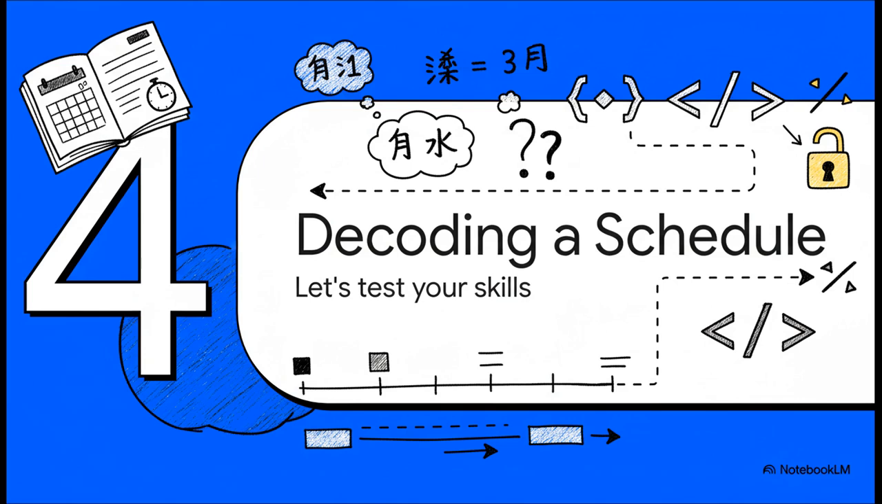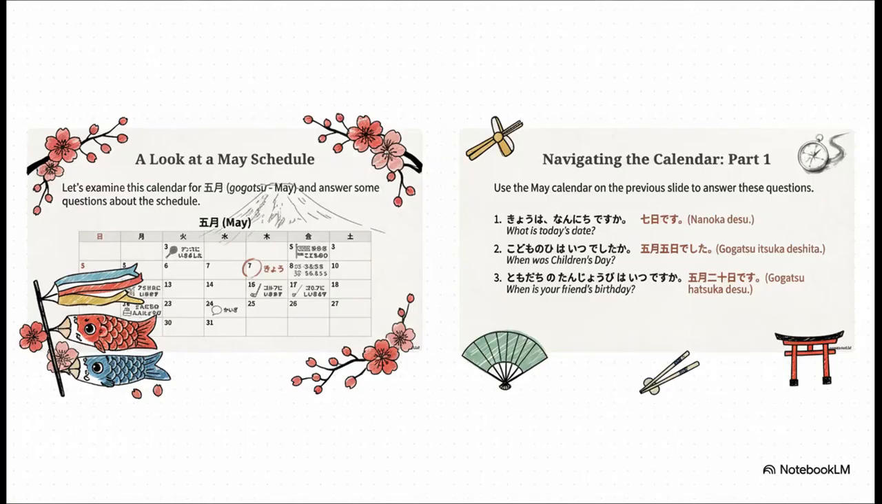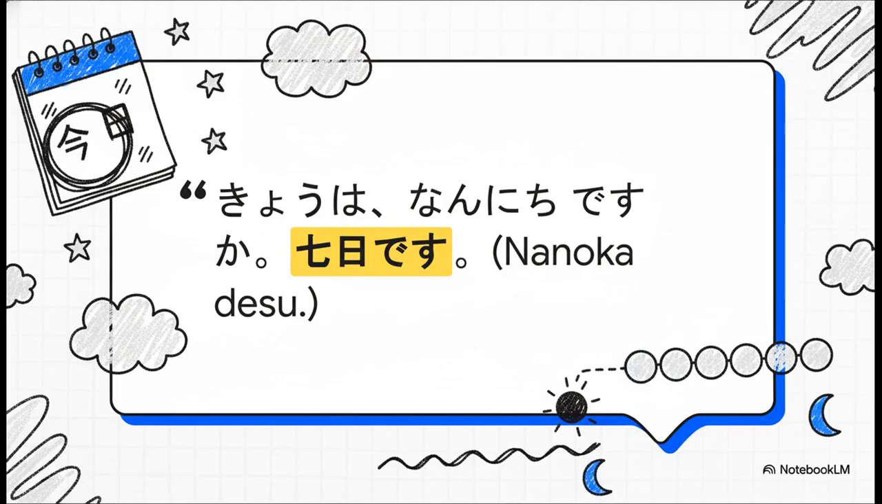It's one thing to see it on a list, but it's a whole other thing to actually use it. So let's put your new code-breaking skills to the test with a real schedule. So what you're looking at here is a sample schedule for May, or Gogatsu. Just take a look. We're going to use this calendar to answer a couple of questions and just see how you do navigating it. All right, let's try question 1.